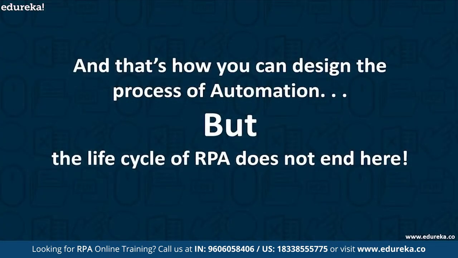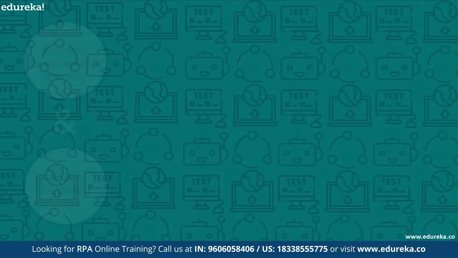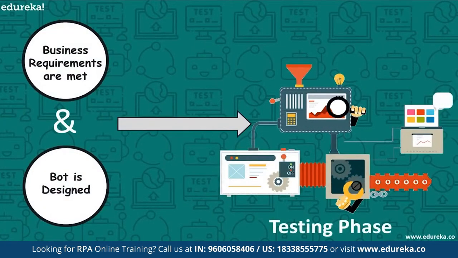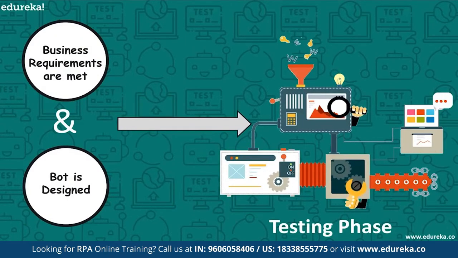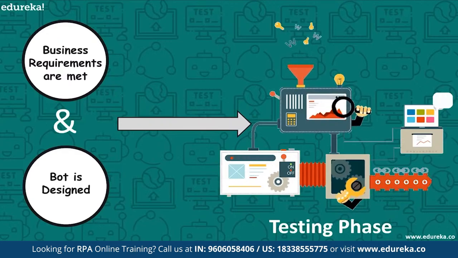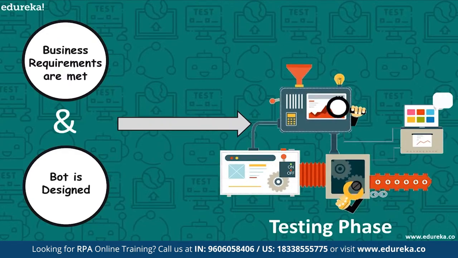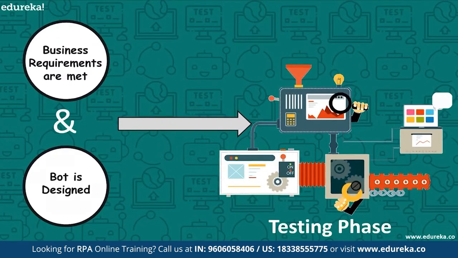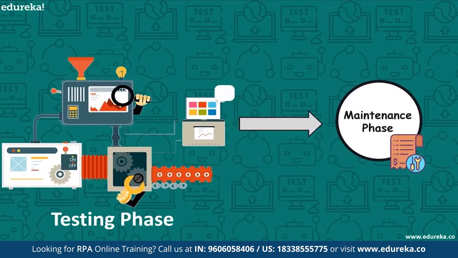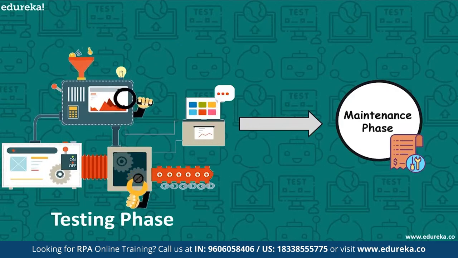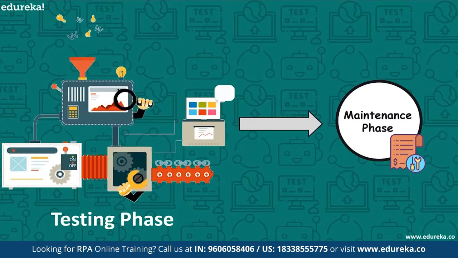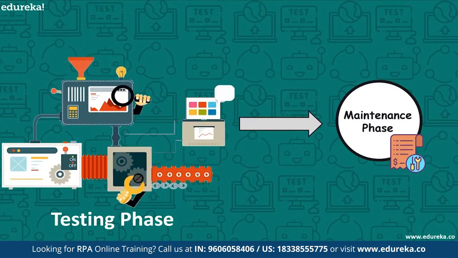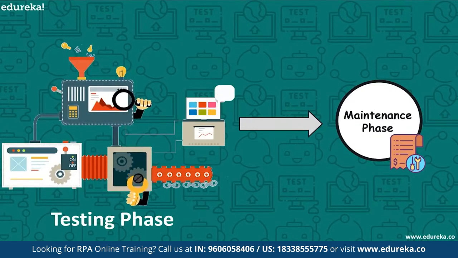But the lifecycle of RPA does not end here. Once the business requirements are analyzed and a bot is developed to automate a specific task, the next step that comes into picture is running the testing cycles to analyze the quality and correct defects in the automation workflow simultaneously. After the development and testing phases, a bot enters the maintenance phase in which it provides continuous support and helps in immediate defect resolution. This is how RPA works and how a single or complex process can be automated.